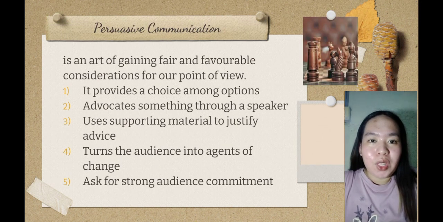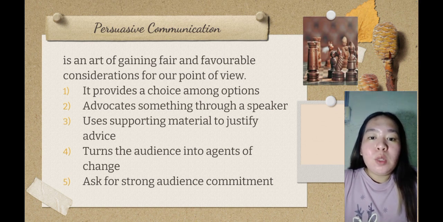Persuasive communication is the art of gaining fair and favorable consideration for our point of view. First, it provides a choice among options. Second, it advocates something through a speaker. Third, it uses supporting material to justify advice. Fourth, it turns the audience into agents of change, as it asks for strong audience commitment.